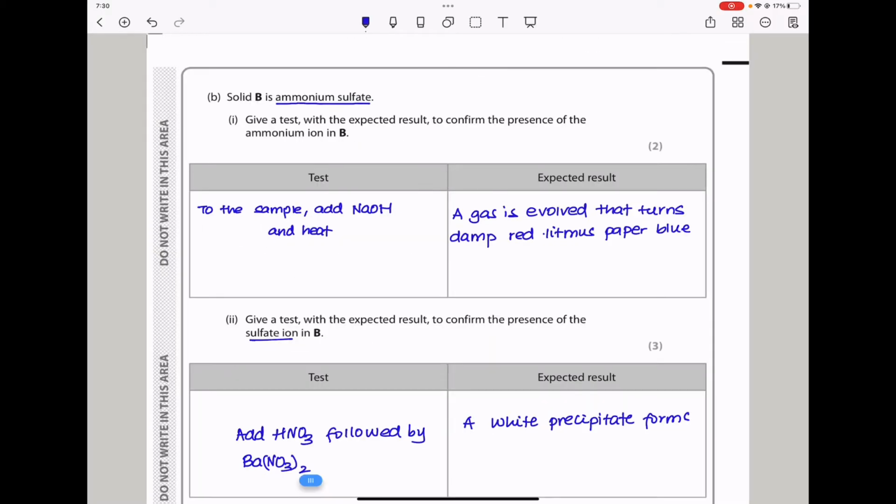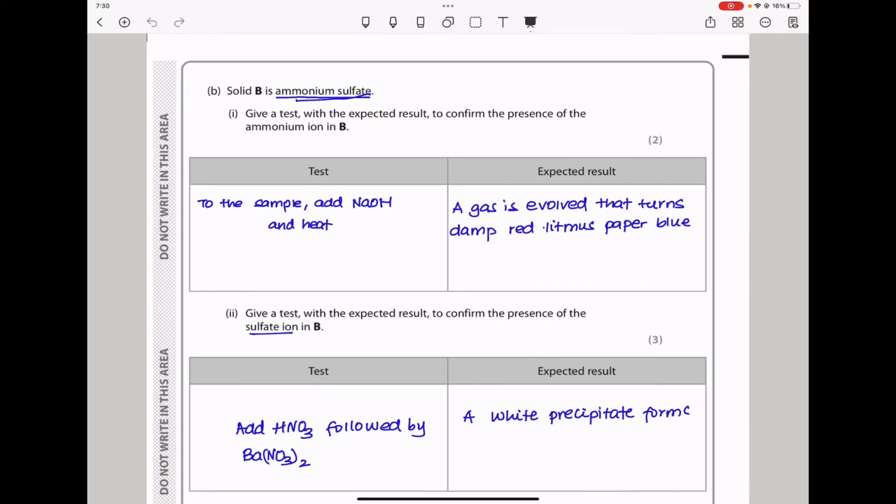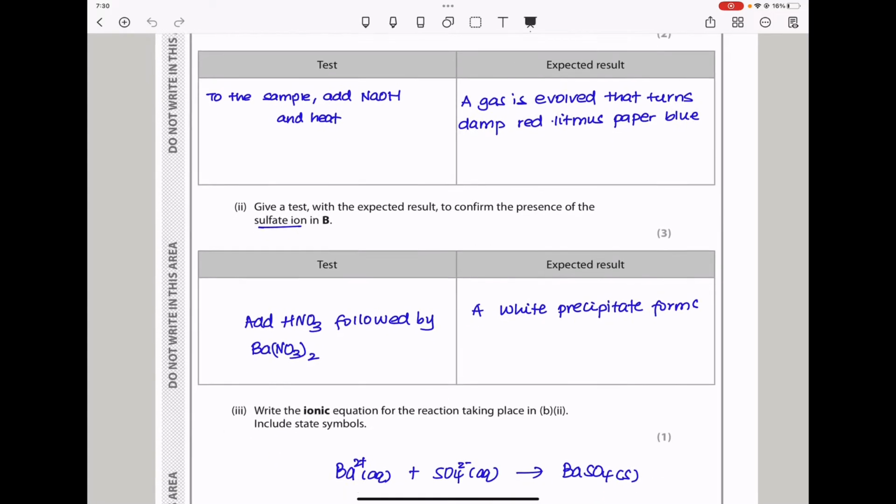Then in part B, the solid B is ammonium sulfate. They say give a test with the expected result to confirm the presence of ammonium ion. To confirm the presence of ammonium cation, we need to add sodium hydroxide to the sample, and then we heat. When we heat, a gas is going to be evolved, and this gas turns damp red litmus paper blue.